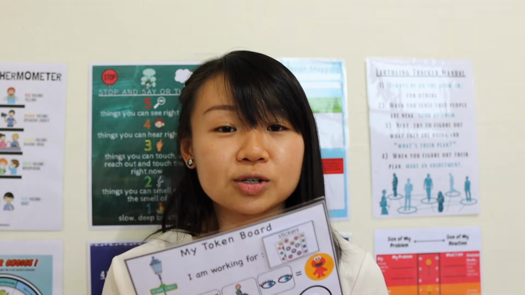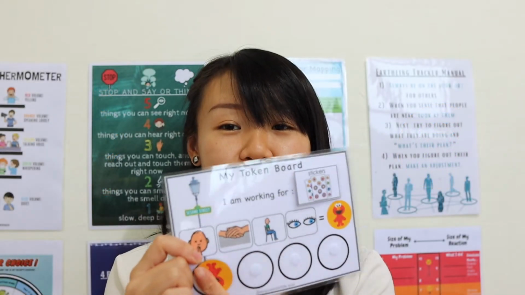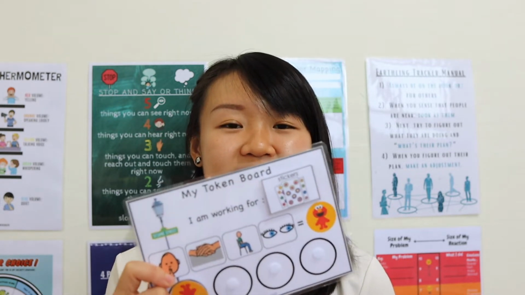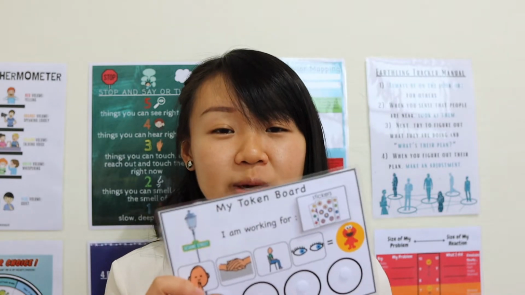So what we want to do is to reward. How do we reward? Rewarding is when you actually see the behavior happening. For example, he's already sitting nicely on his seat, and then you call out the behavior specifically and say, "Good sitting, John," and give him a token or pass him a token to put on. So now he's aware of the behavior that he's being rewarded for. And that's the difference between bribing and rewarding.